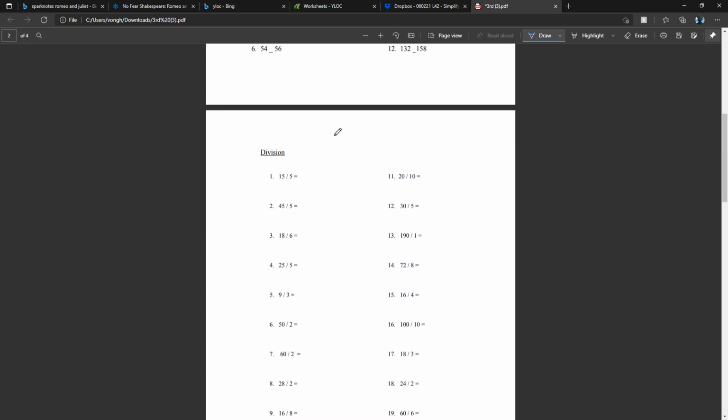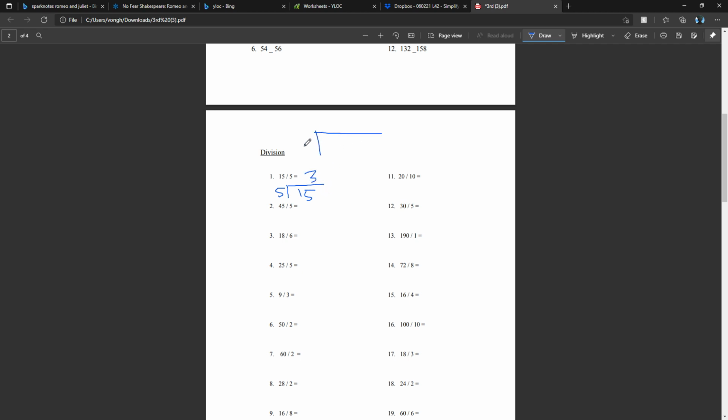Now we have division. Here you kind of have to memorize it, but when you get to the big numbers, you can't really. So we have 15 divided by 5. We write the first number in the box, and then we write the outer number right there. Now we have to see how many times 5 goes into 15. And if you memorize your multiplication, you would automatically know that it would be 3.